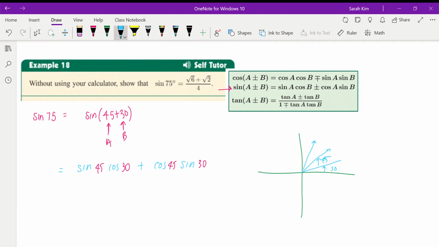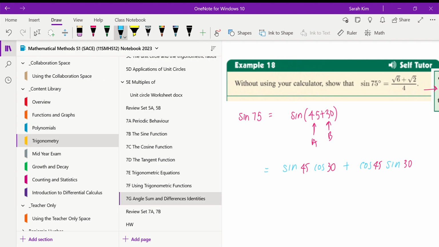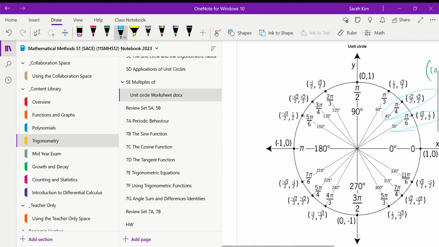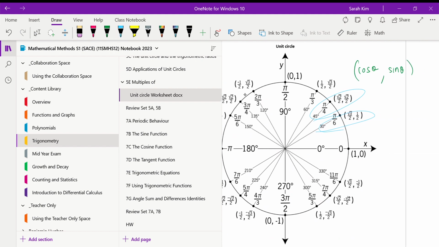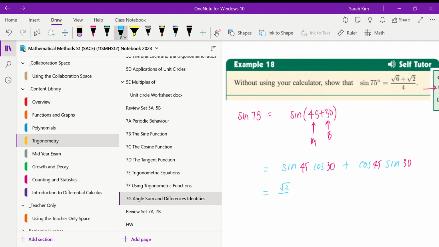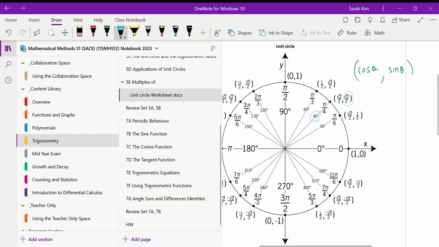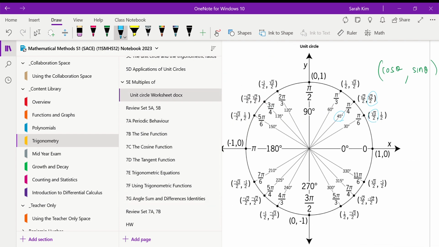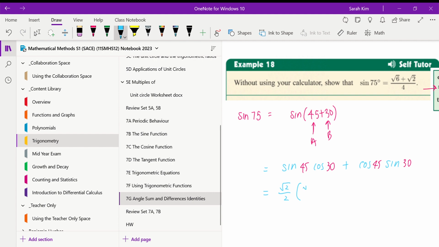So what we need is sine 45. Okay, so sine 45 is, without using a calculator, let's figure it out. Let me go back and figure it out. So sine 45 over here is, 45 degrees sine, square root 2 over 2. So I'm going to go back and copy that down. Square root 2 over 2. Okay, and then I'm going to times cos 30. So let's go back. Cos of 30, so square root 3 over 2. Square root 3 over 2.